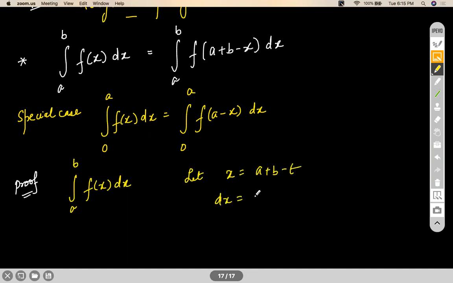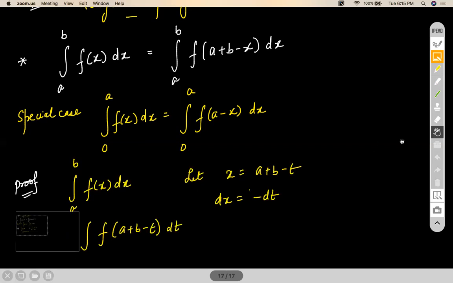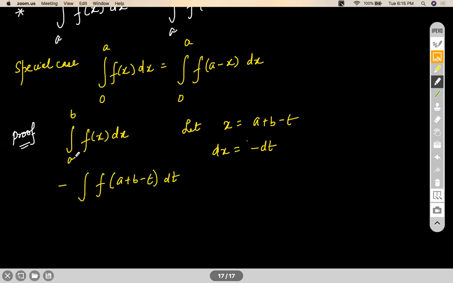So dx will become negative dt. So this integration will become f of a plus b minus t times negative dt. What about the limits of integration? If you check it out, when you put x as a, t will become b. And when x is b, t will become a. Now, in order to absorb this negative sign, I will flip the upper and the lower limit.